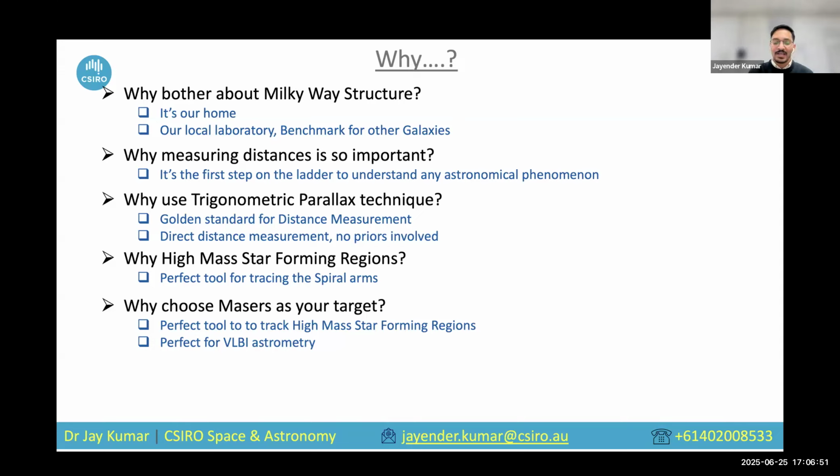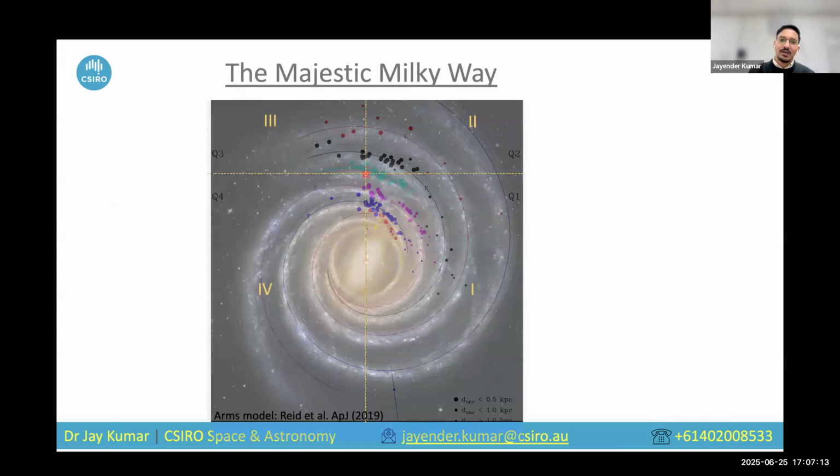They're also a perfect tool for VLBI astrometry. They're very compact, and generally you can find very bright sources. They do not disappear when we need to go and observe something on a 1.5 year time scale or something like that. So that makes them a perfect tool for doing VLBI astrometry. That thing is still there even after you go back after 1 year.